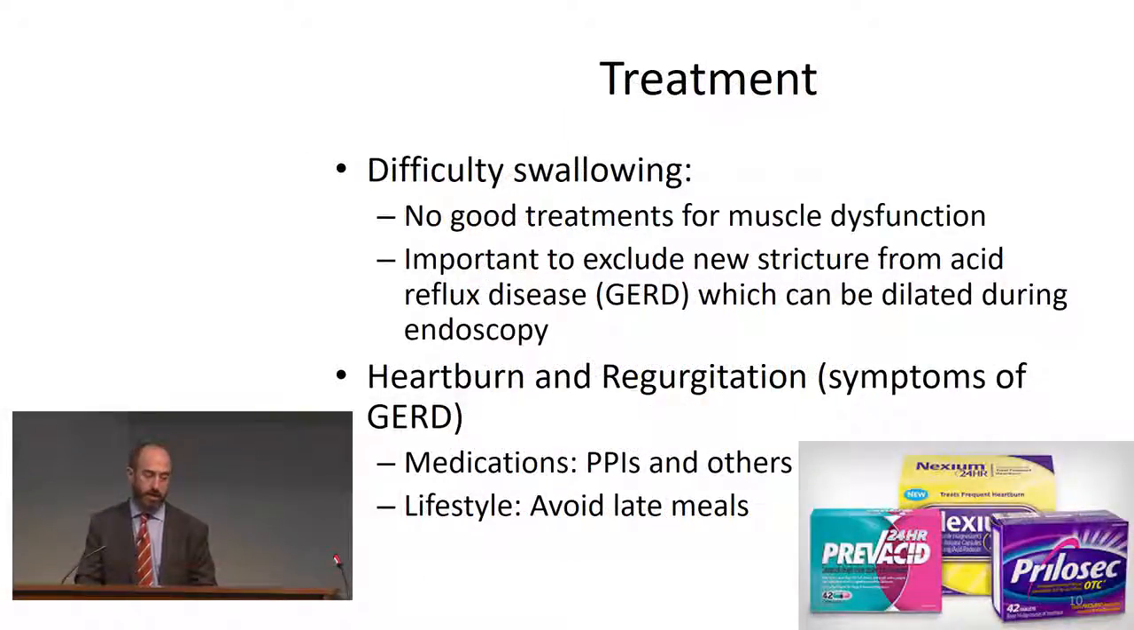The treatment of these symptoms is multiple. With difficulty swallowing, unfortunately, there are no good treatments for muscle dysfunction. And so we're left with altering the diet and, importantly, excluding stricture from acid reflux disease, which can be dilated during endoscopy, which is a potential treatment. And then we try to minimize the acid content in the esophagus by treating acid reflux disease. Usually this involves medications like the PPIs, or proton pump inhibitors, that normalize the amount of acid in the esophagus. And then we also have lifestyle measures that I've probably counseled many people in this room on, and we have some other more alternative medications that we use frequently.